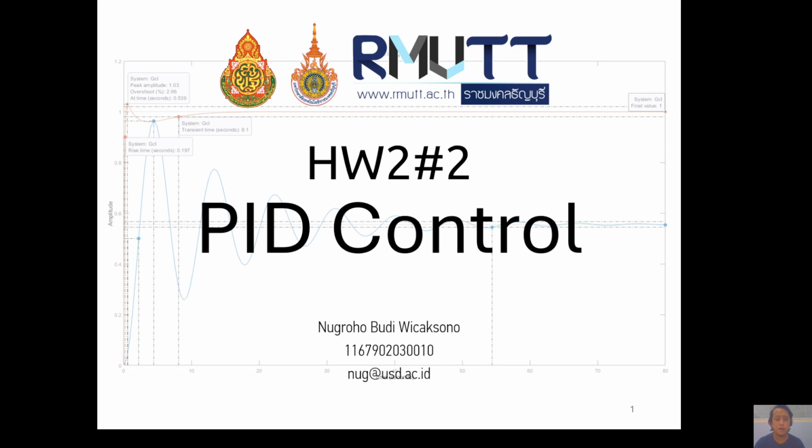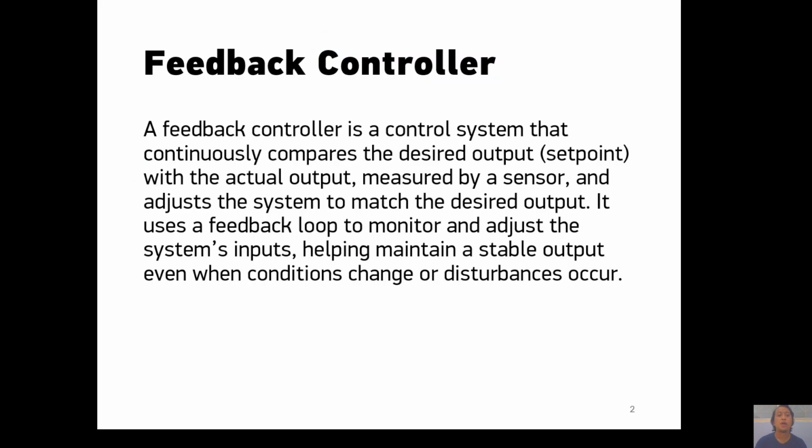I want to present my homework 2, number 2 about PID control. To talk about PID control, we need to look back at a feedback controller. A feedback controller is a control system that continuously compares the desired output or set point with the actual output measured by a sensor and adjusts the system to match the desired output.